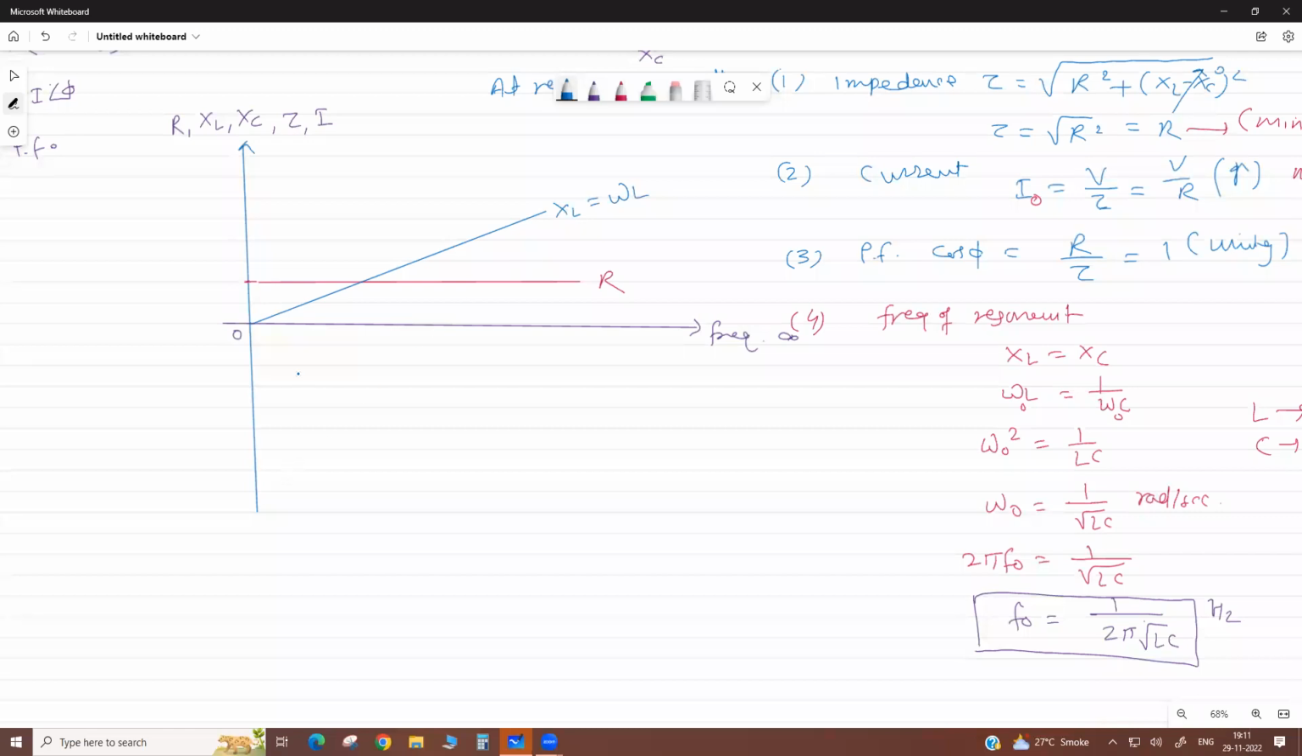And capacitive reactance is negative, X equals minus j by omega C. So it is inversely proportional. When frequency omega is 0, it is infinite, so it starts from here, and at infinity it becomes 0. So it is like this.